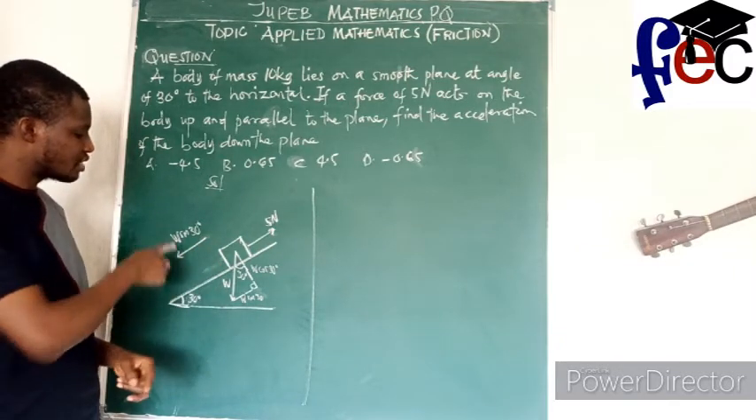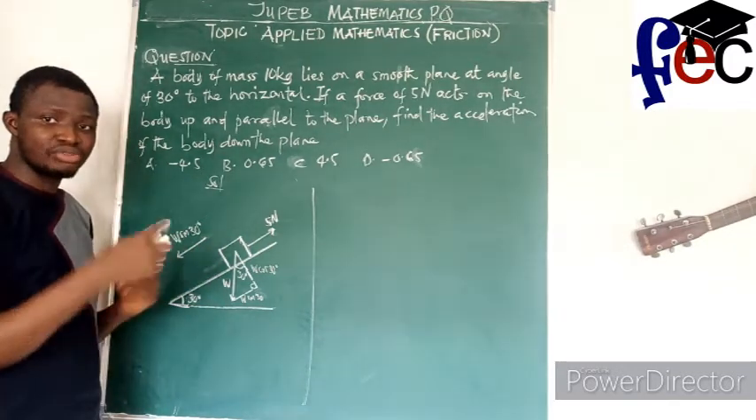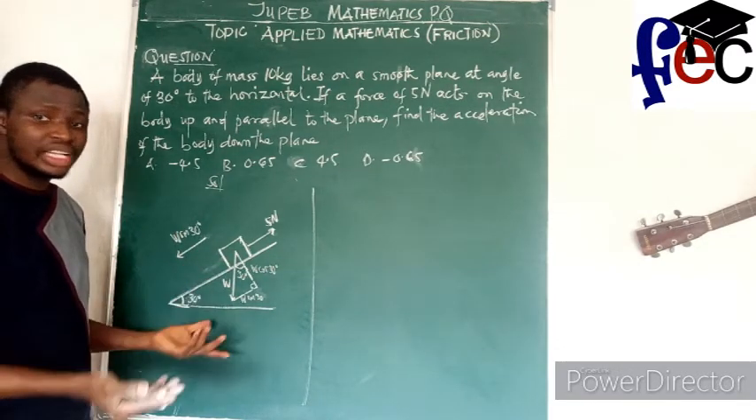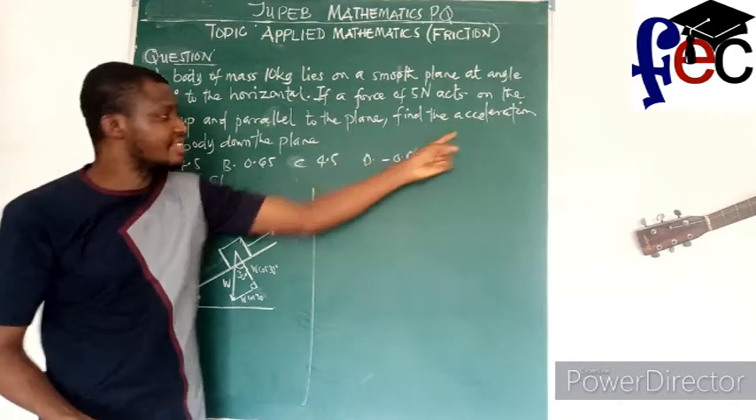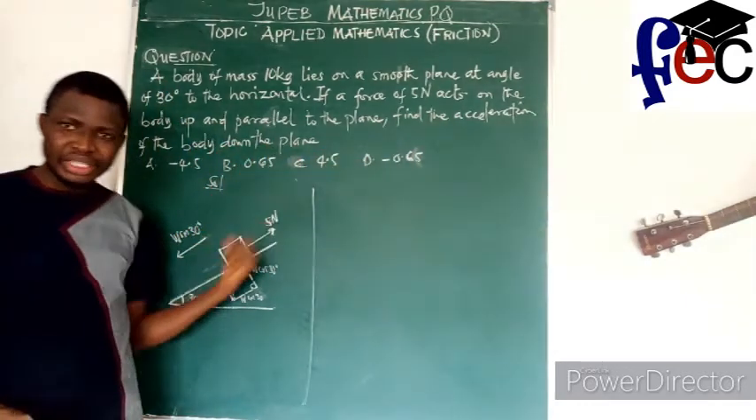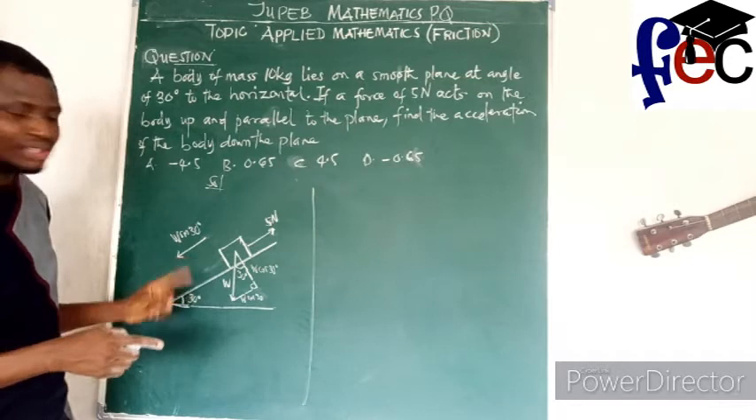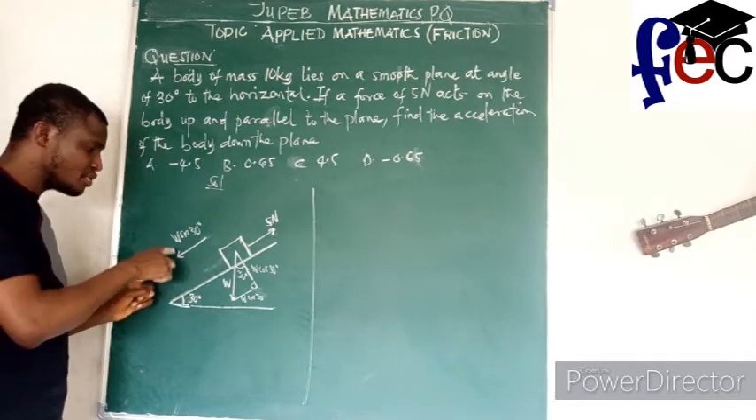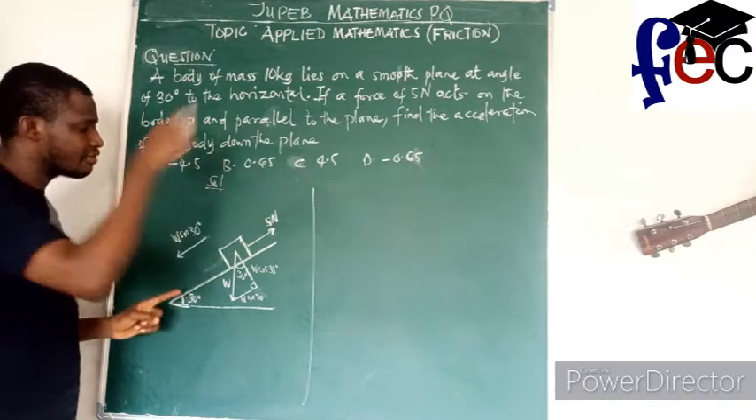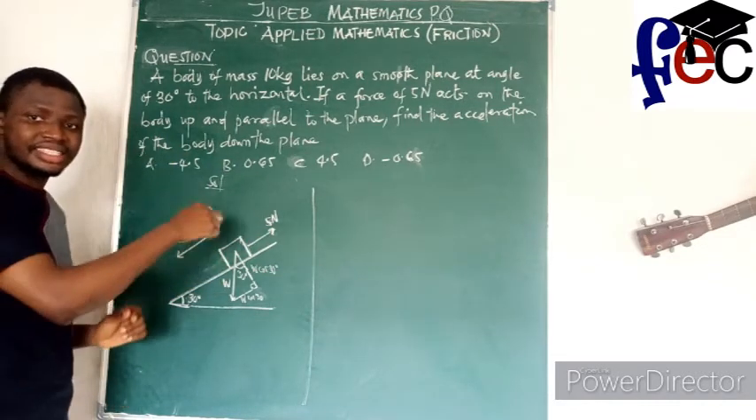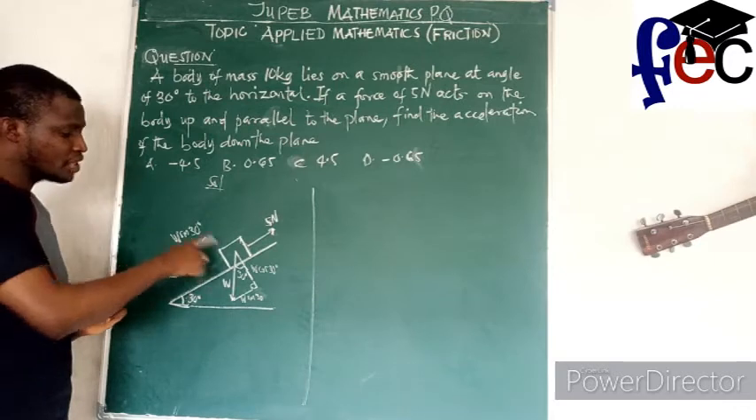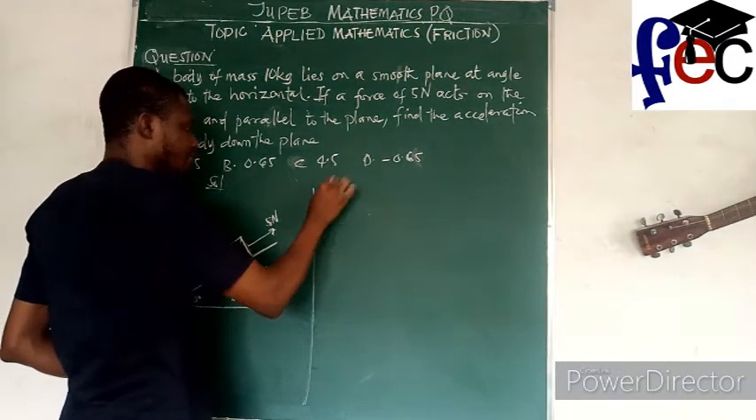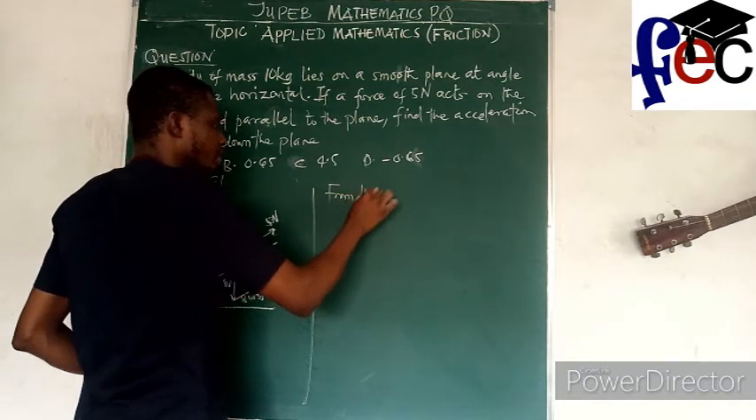It's obvious that W sine 30 degrees is greater. I did that to check which one is greater. Even if I don't know the one that is greater, they already told me to find the acceleration of the body down the plane. What that means is that the direction of the body is down the plane, which implies that W sine 30 degrees is greater than the 5 Newton acting on the body up the plane. Alright, so now look at it.